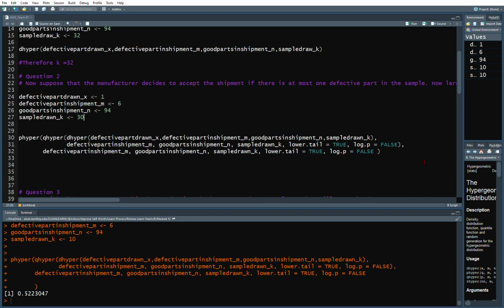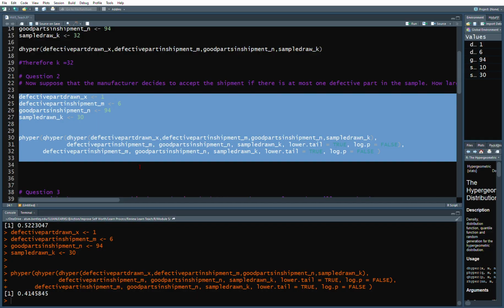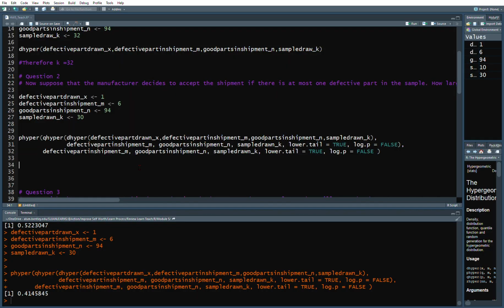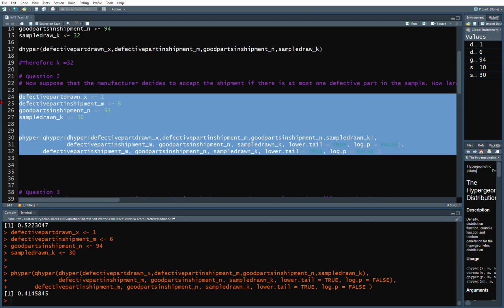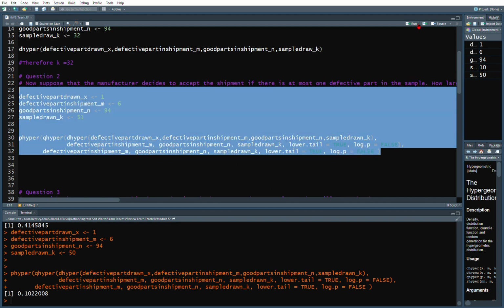Let's do 30 here. 41%. We want this CDF to be around 10% or less than 10%. Therefore, we need to still increase our sample size. How about 50? What happens then? It is around 11%. What if we do 51? 9.3%.